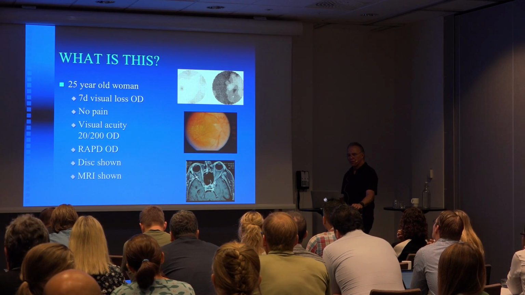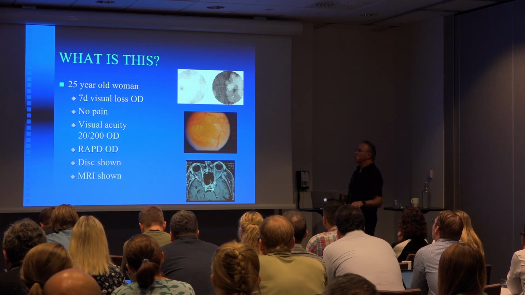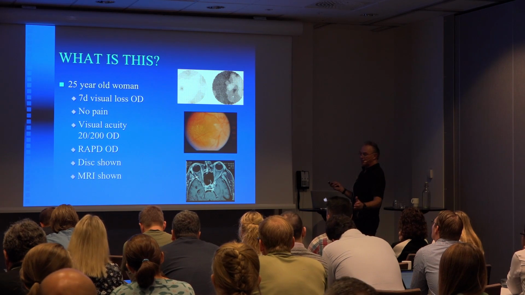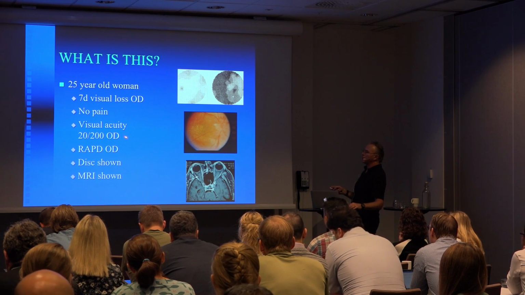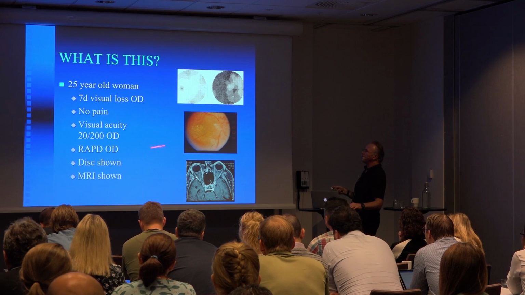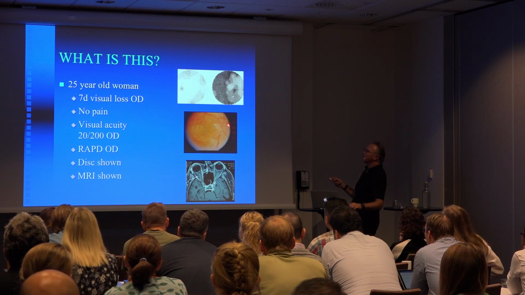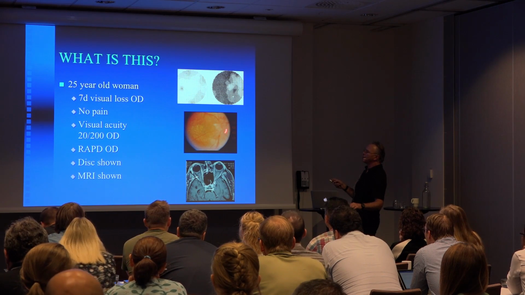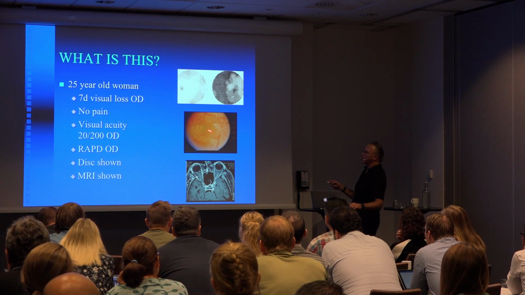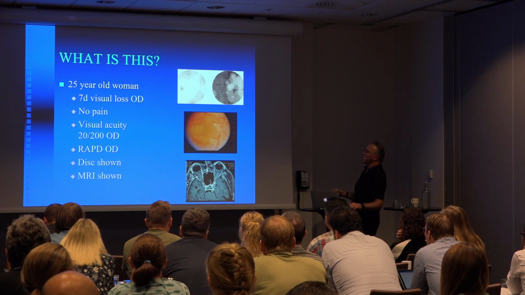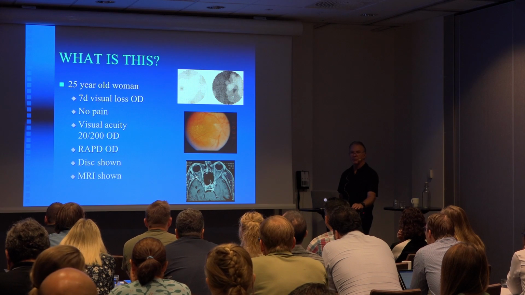Here's another scenario for optic neuritis. 7 days of visual loss, right eye, no pain. Visual acuity down to 20/200, a relative afferent pupillary defect, and a disc that looks like this. All kinds of disc edema, hemorrhages, macular exudates as shown here, and the MRI is normal with the intraorbital and intracranial optic nerve.